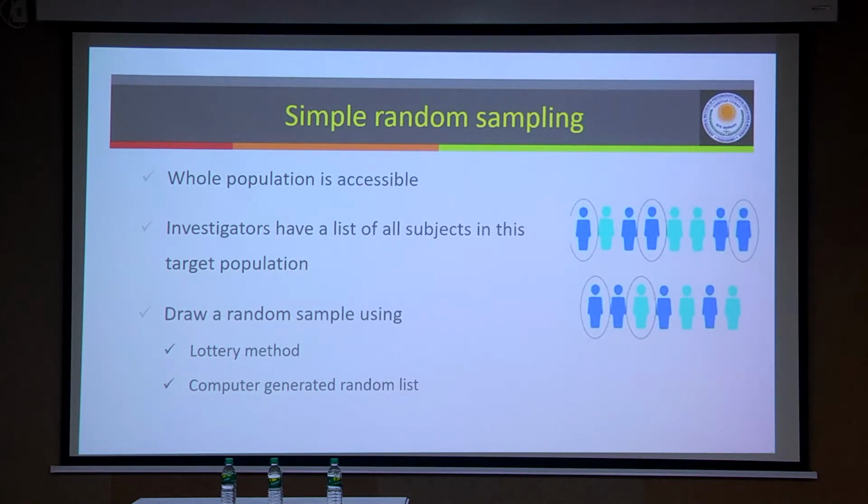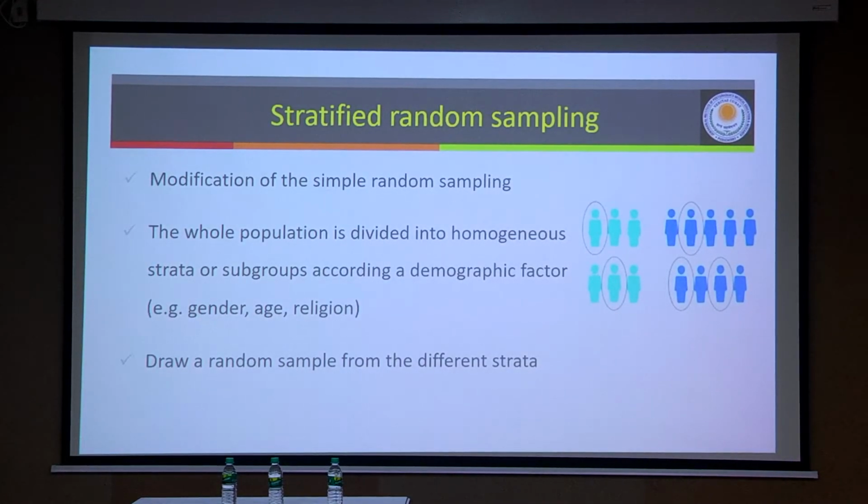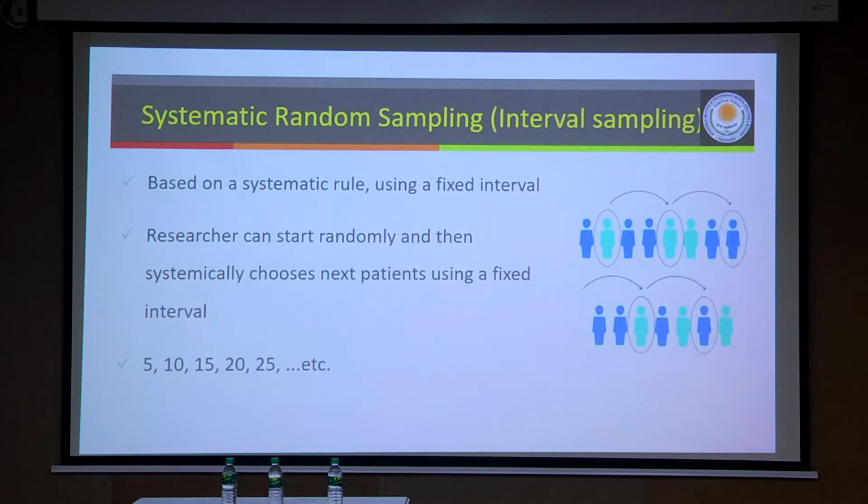Lottery means you write all their names, put it in a box, pick 100 patients from there, those 100 will be part of your study. Currently we will do it by computer generated random numbers. What is stratified? It is just a modification of your simple random where you are going to divide the pregnant patients based on either age or their financial status. Accordingly we will decide. Let's say 20 to 25 years will be in one strata and 25 to 30 years age group will be in another strata. From each group you take 50-50 patients. This is called stratified random sampling.